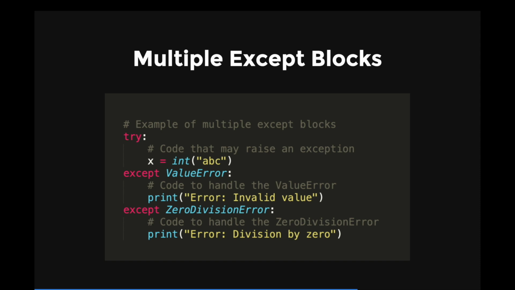Multiple except blocks. You can use multiple except blocks to handle different types of exceptions separately. In the example here, you'll see the first except block handles a value error, which occurs when trying to convert a string to an integer. The second except block handles a zero division error, as in the previous example that we discussed. Take a look at the example.